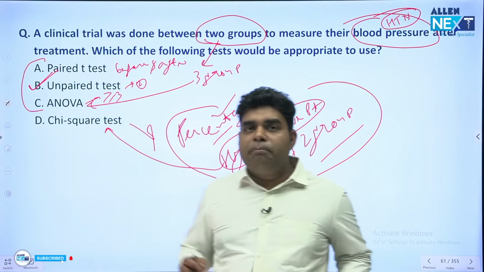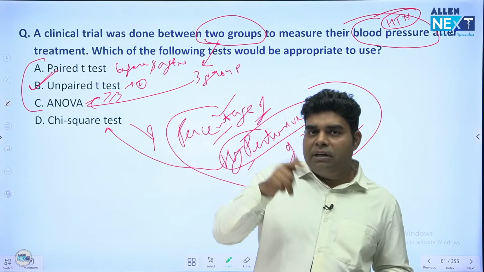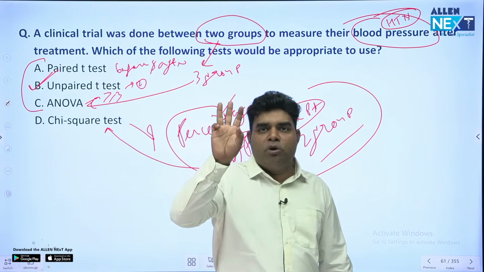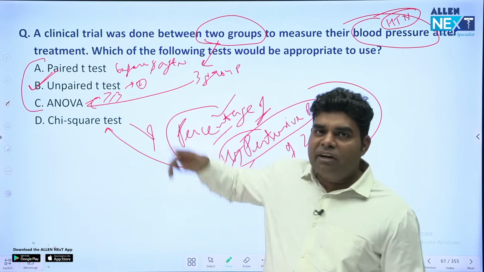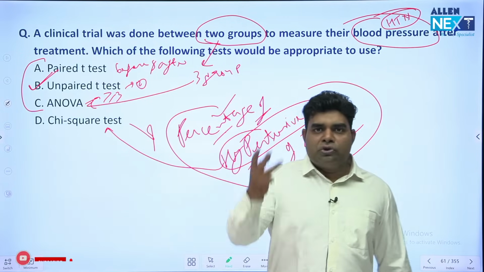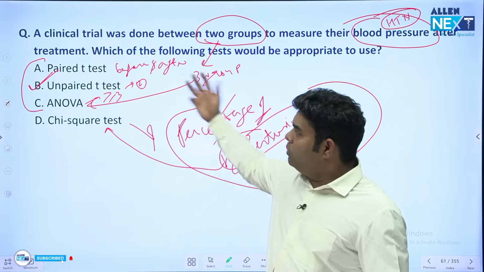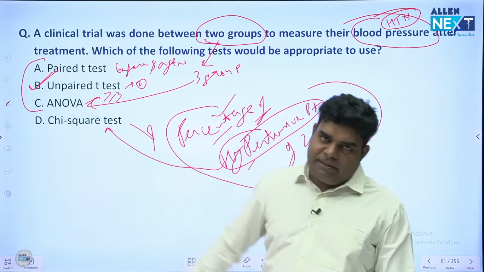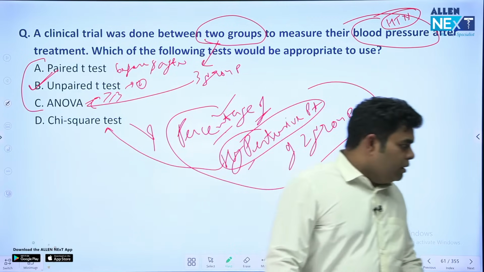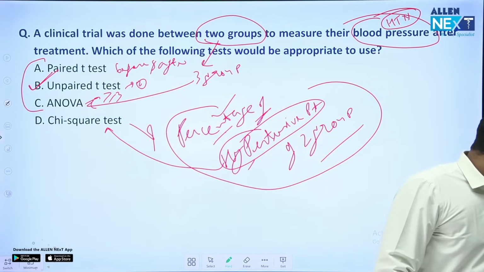And if in the question any of the words pre, post, before, after, match is written, then the answer will be paired t-test. Because those words are not written, the answer can never be paired t-test. Okay bro? Is this clear?